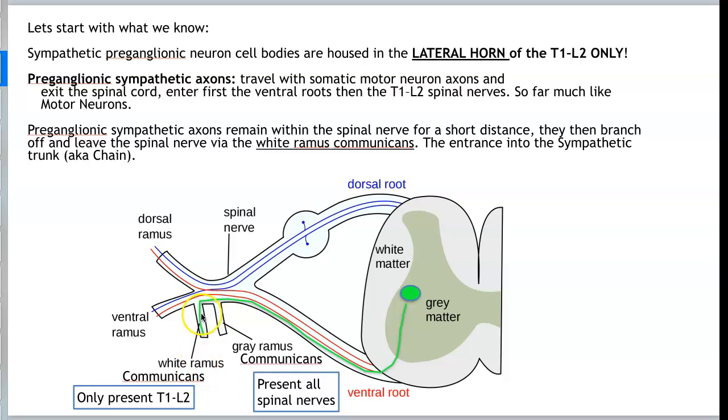There's two of these; they look like off-ramps. This one's the white ramus, this one's the gray ramus. You do not go through the gray ramus. You are going to go through the white ramus, and we'll talk about that a little bit more. This is called the white ramus because remember, this preganglionic axon is all myelinated. Remember, myelin is white, so it's going to go through a structure called the white ramus.